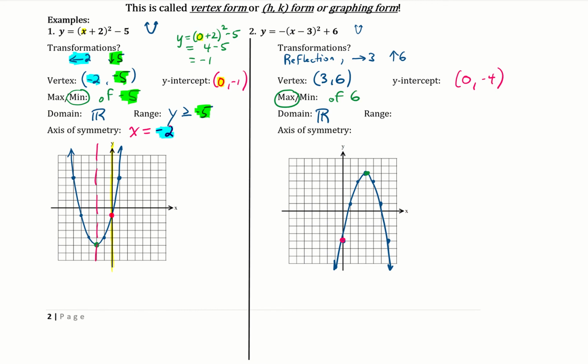Our range looks at the graph from bottom to top. It's going down forever, but it stops at this point. Okay, it doesn't go up beyond here. So we're going to go ahead and say y is less than or equal to 6. The axis of symmetry is that imaginary vertical line that passes through the vertex, which in this case is x equals 3.